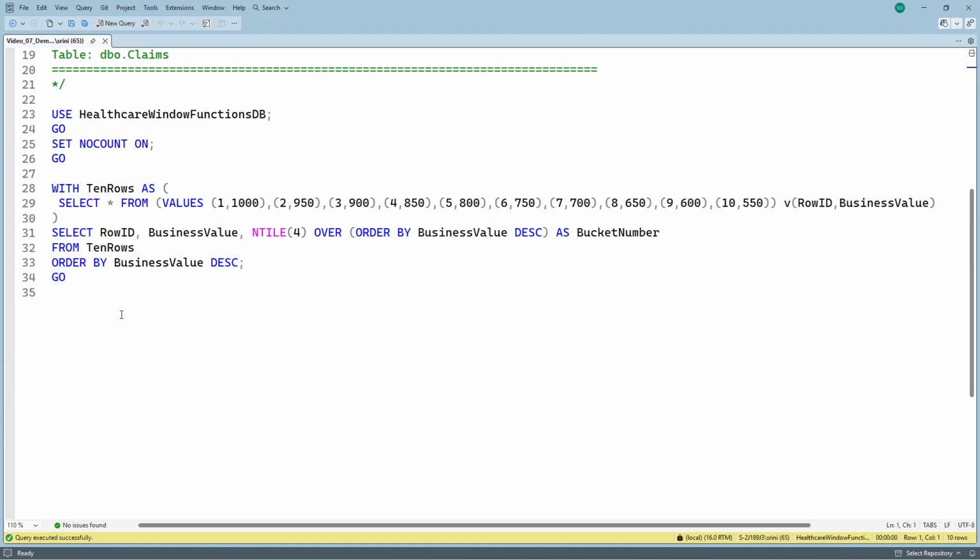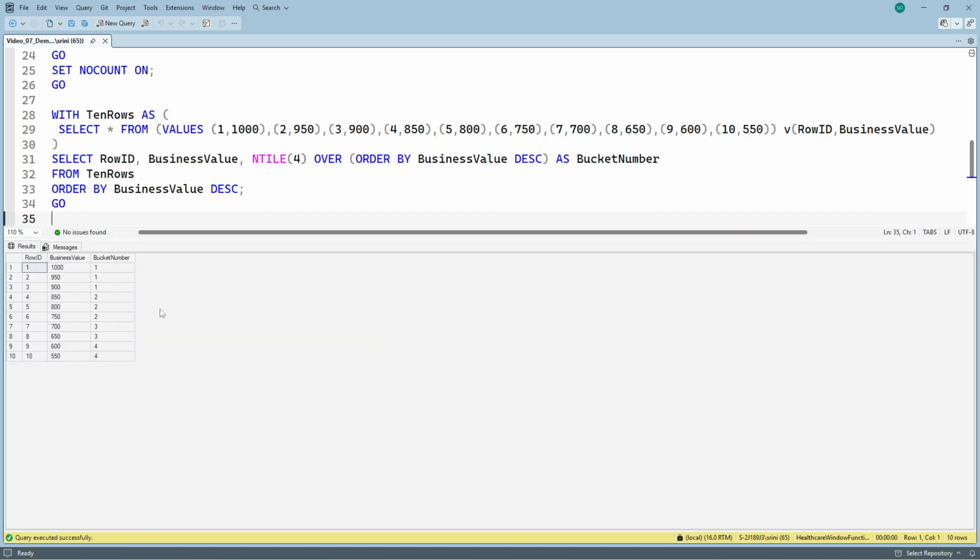We have exactly 10 rows and ask for 4 buckets. 10 does not divide evenly by 4. 2 rows fit in each bucket, which accounts for 8 rows. 2 rows remain. NTILE gives 1 extra row to the earlier buckets. So bucket 1 gets 3 rows, bucket 2 gets 3, bucket 3 gets 2, and bucket 4 gets 2.